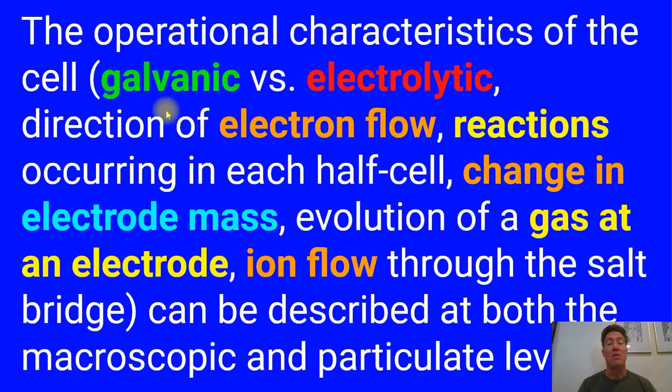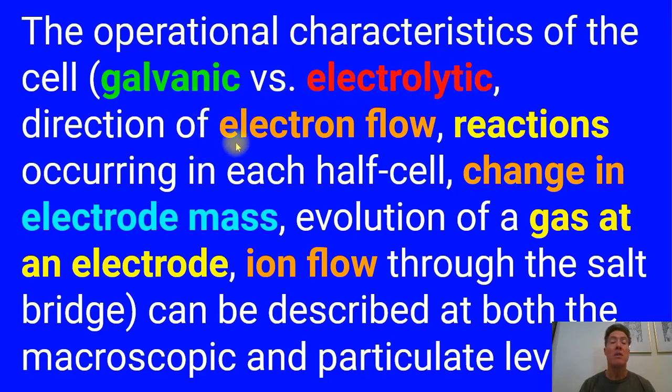And we're going to look at two different kinds of cells, a galvanic cell and an electrolytic cell, and they both have many components in common, but the biggest difference is the galvanic cell spontaneously releases energy and an electrolytic cell consumes energy. This is a spontaneous reaction. This is a non-spontaneous reaction.